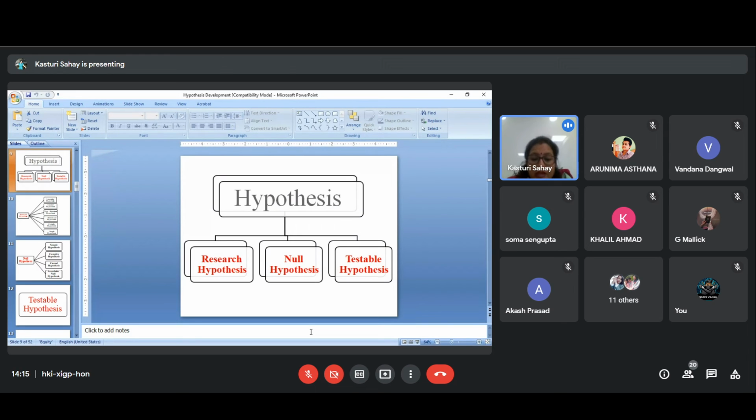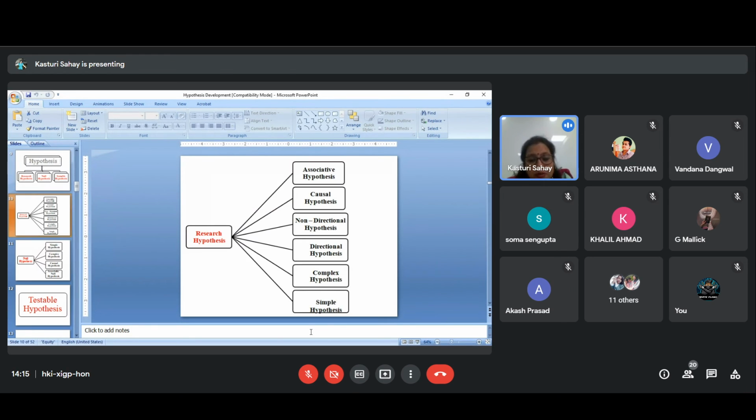Now, again, research hypothesis can be divided as simple hypothesis, complex hypothesis, directional hypothesis, non-directional hypothesis, causal hypothesis, and associative hypothesis. And this is something which you all need to know, because when you're studying research methodology, you just need not directly define your null and alternate. You need to know what are the different kinds of hypotheses which are available to you, which you can define.